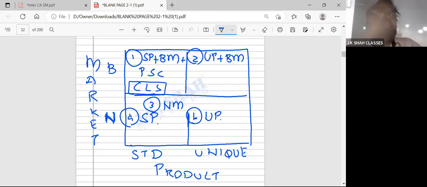You will follow which strategy? Cost leadership strategy. Cost leadership strategy in simple language means your focus is to manufacture the product at the lowest possible cost, so that you can sell at the lowest possible price. You all understood what is cost leadership? Second part.